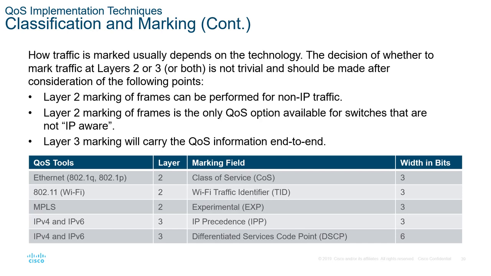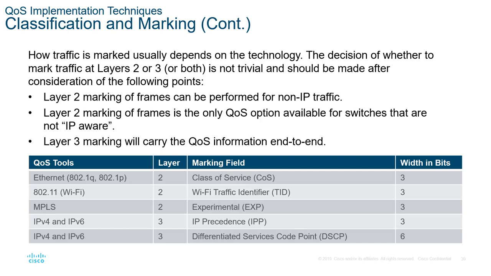Layer 2 marking of a frame performs for non-IP traffic, and that means QoS options are only going to be looking at the frame. Whereas if you're doing layer 3, marking will carry the QoS information end-to-end and be looking specifically at layer 3 data.